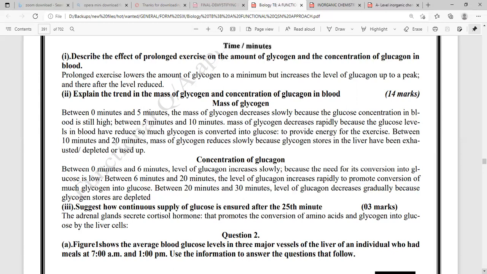Now, between 6 minutes and 20 minutes, we are seeing the level of glucagon increasing rapidly, which will promote conversion of glycogen into glucose. And then between 20 minutes and 30 minutes, the level of glucagon decreases gradually because glycogen stores are depleted. Now, what does it mean? We are seeing that as the concentration of glycogen decreases, the concentration of glucagon increases. This is because the glucagon hormone is bringing about conversion of the stored glycogen back to glucose.